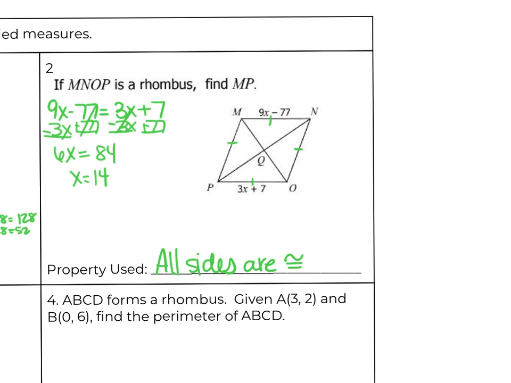In this case they actually wanted MP, which is right here, and they did not give us that, but we do know MP is congruent to both of these, so we could plug into either of them. I would probably plug into PO just because it's a little simpler. So I'm going to do 3 times 14 plus 7. That's 42 plus 7, which gives us 49.